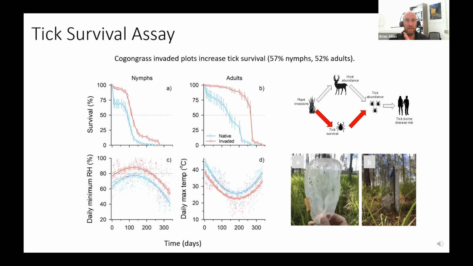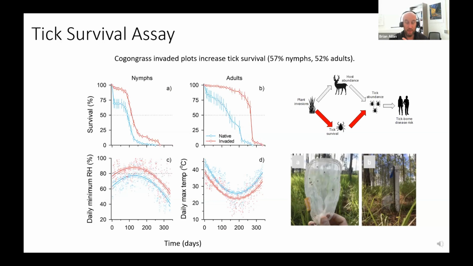the adult and nymphal life stage ticks survived a lot longer in Kogan grass invaded sites than on uninvaded sites. And so Kogan grass about doubled the survival time of Lone Star ticks that were placed in these enclosures. And we think the reason is because Kogan grass was really buffering ticks against the most extreme weather conditions they experienced throughout the day.